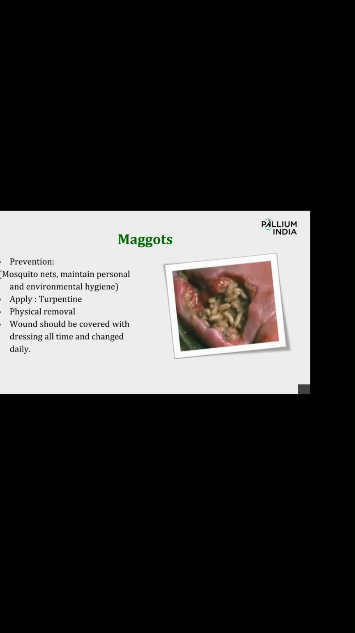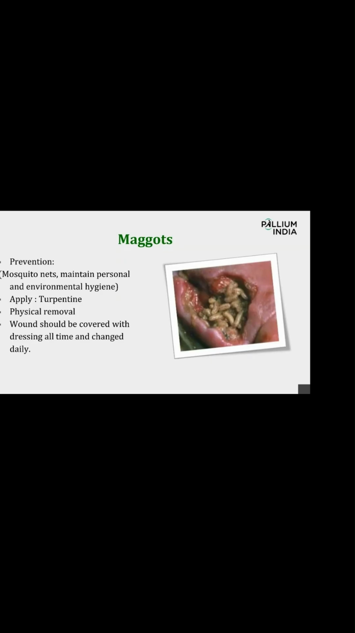So how do we remove them? We should not do physical removal forcefully, because many blood capillaries or blood vessels will be affected. What we have to do is apply turpentine. We have to soak a cotton piece or gauze piece with turpentine. You have to hold the gauze or cloth piece dipped in turpentine near the wound. We should not apply it on the wound, just hold it near the wound.